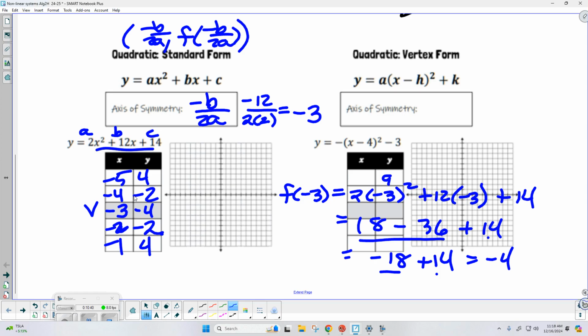So let's see here. So negative 3, negative 4. The vertex would be right here. Negative 4, negative 2. Okay, negative 5, 1, 2, 3, 4. Then we got negative 2, negative 2. And then we got negative 1, 4. Okay, so we can see those 5 points are creating a parabola. Whoop, just like that.